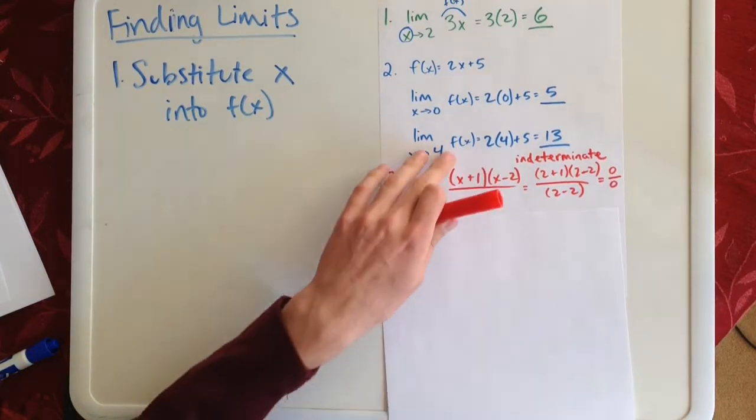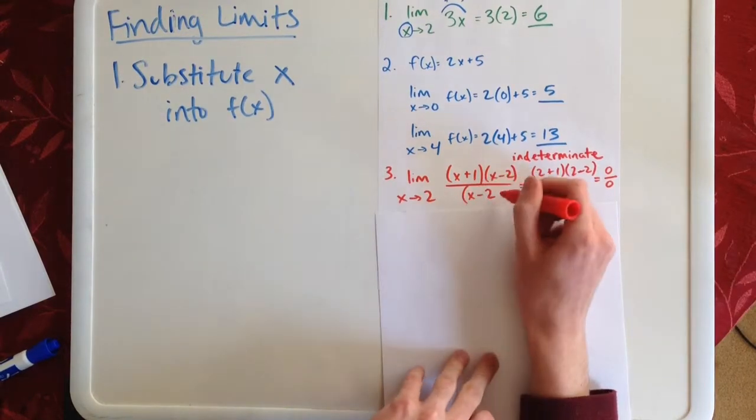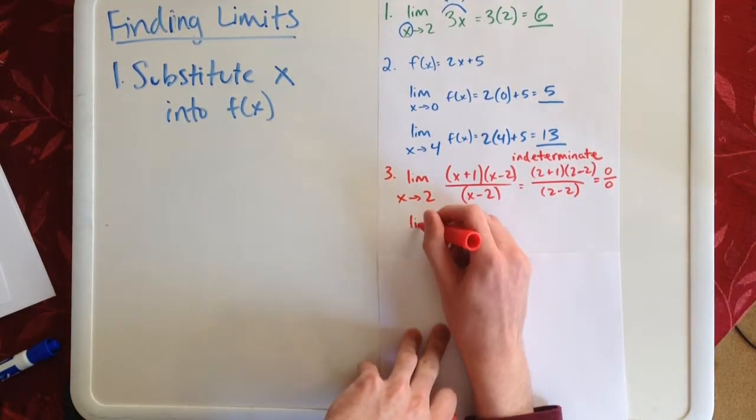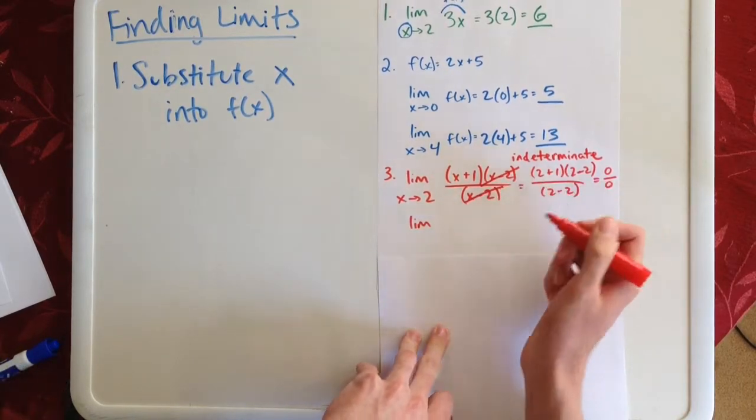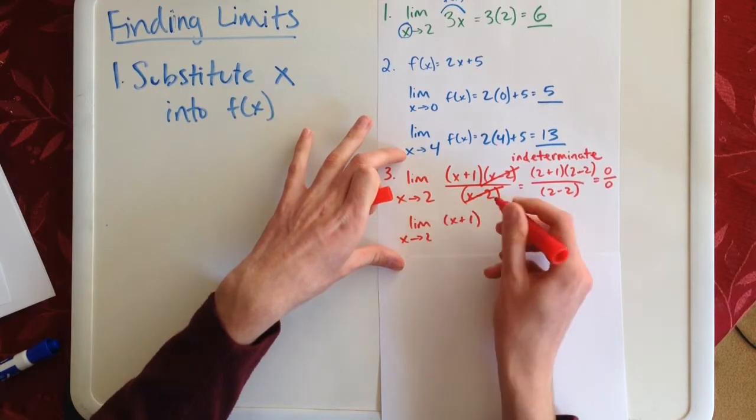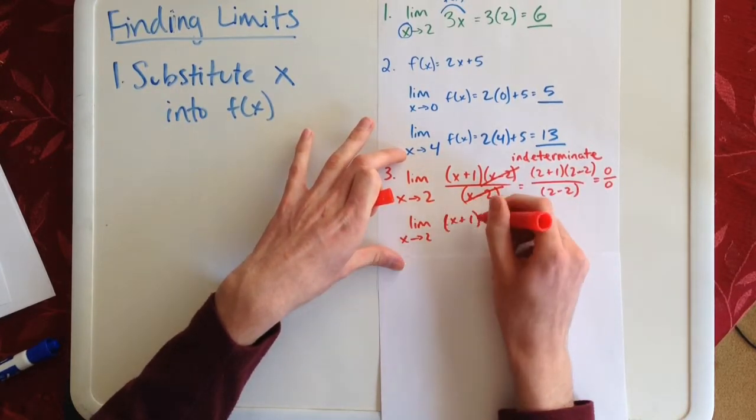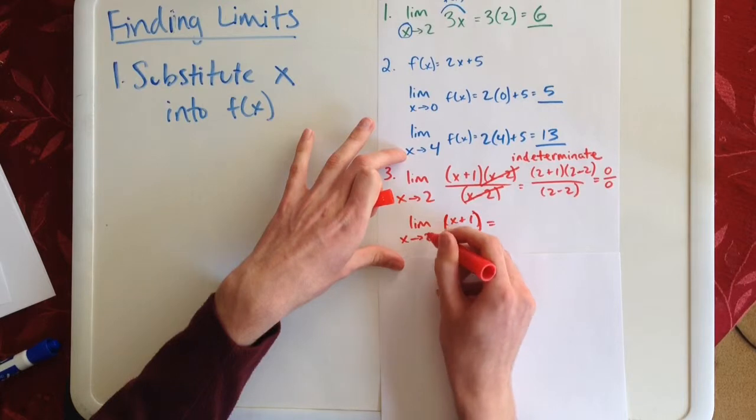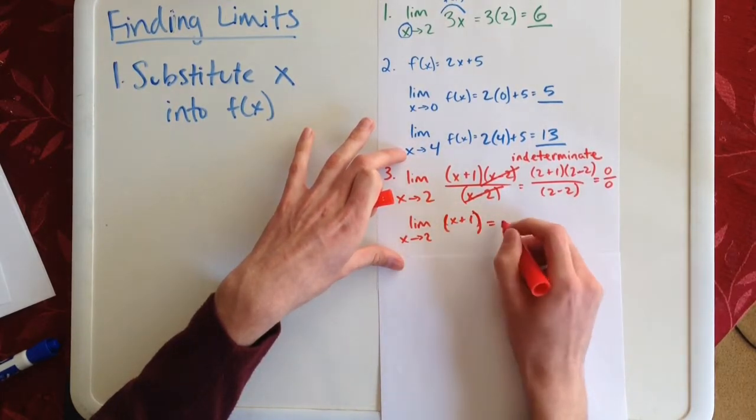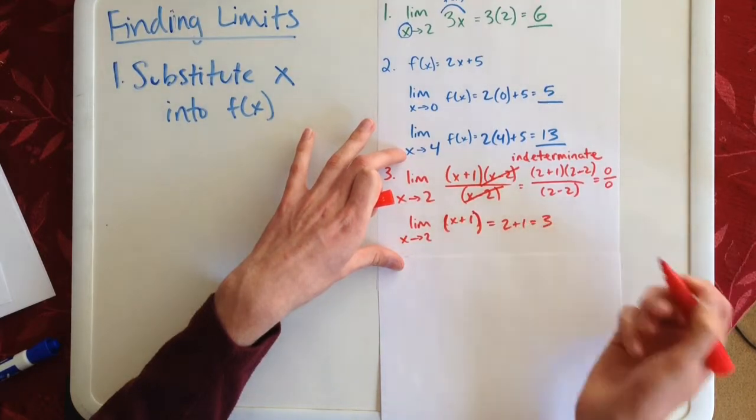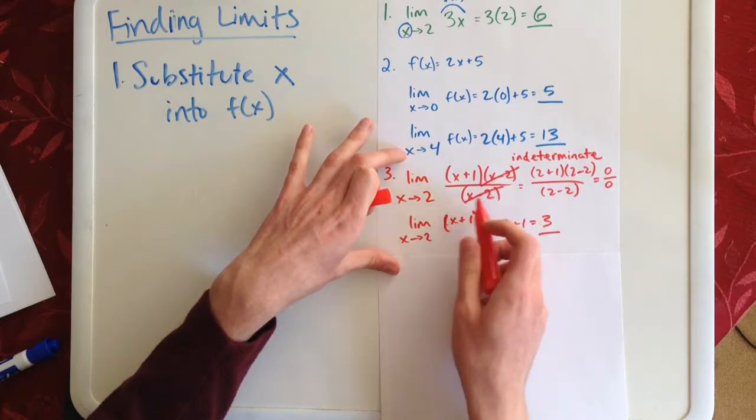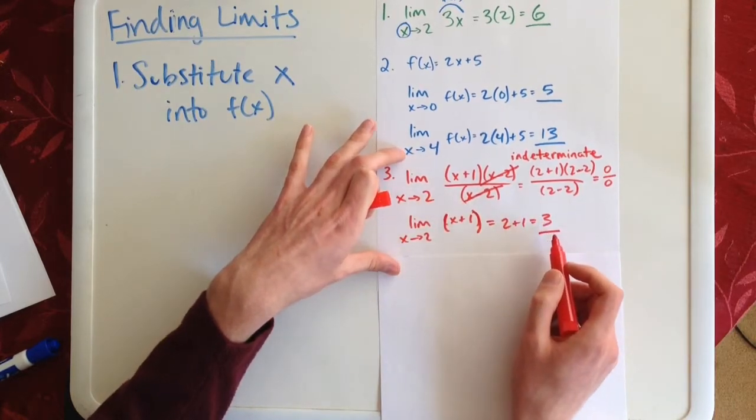But there's a trick here. There's x minus 2 in both the numerator and the denominator of this function. So I can rewrite this. I can cancel the x minus 2's. Limit as x approaches 2 of x plus 1. Since those cancel, those aren't even there anymore. So then with this I can substitute. I can substitute 2 into the new f of x to get 2 plus 1 equals 3. So the limit as x approaches 2 of this function is 3.